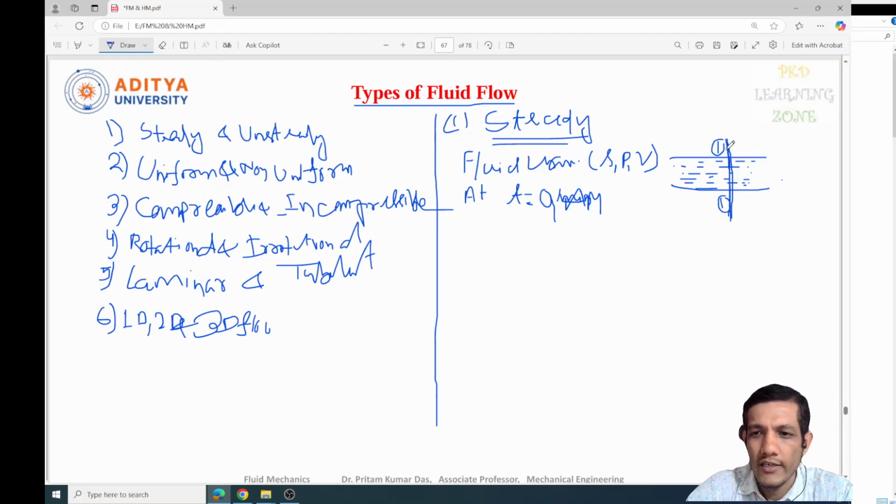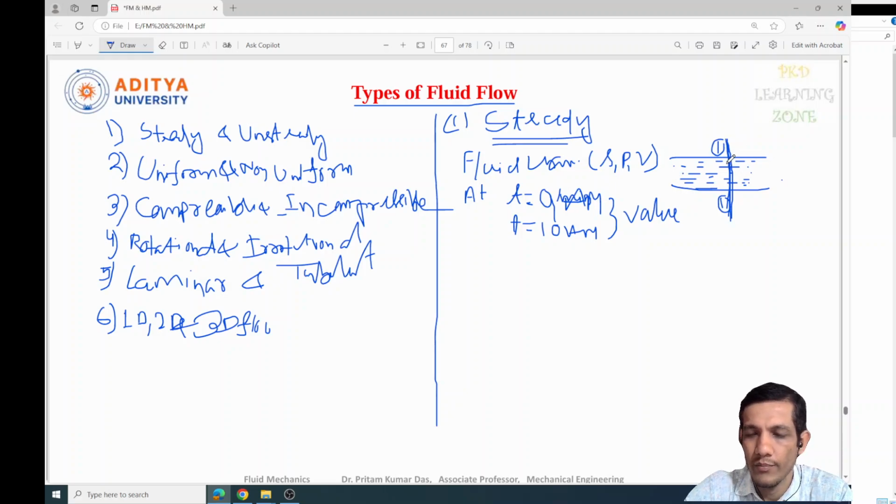At the same point, after 1 hour, at time t equal to 10 am, again we are going to measure the same characteristics of the fluid, like density, pressure and velocity at this point. If we get the same values here, then we can say this flow is steady flow. That means there is no change in its properties or fluid characteristics with respect to time at a particular point.